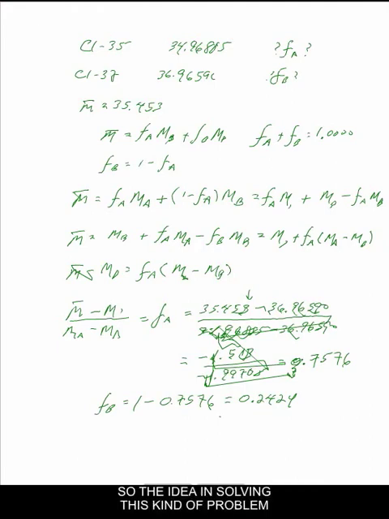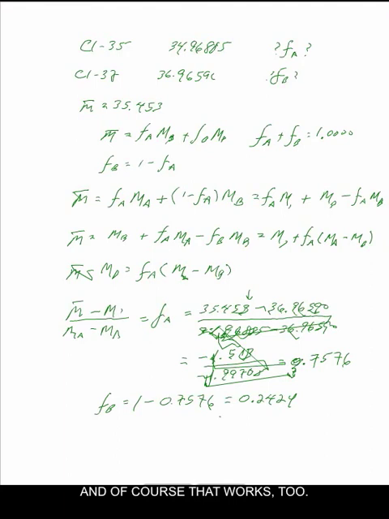So the idea in solving this kind of problem is simply to write out two equations, and they're always the same two equations, and then do the substitution method to solve for one of the two variables. And I've gone through this solving for F sub a. It might be worth your time to do the same procedure and solve for F sub b. Just let F sub a be 1 minus F sub b and run through the algebra, because it's always good practice.